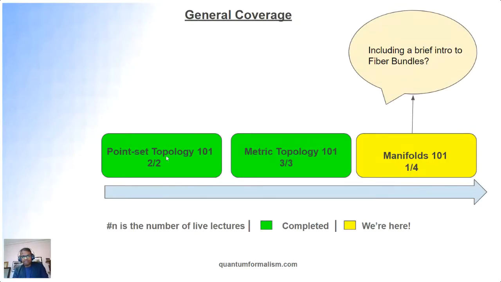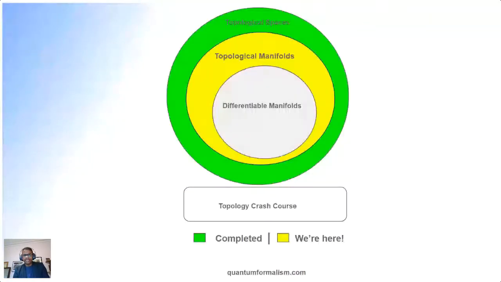For those of you just joining us, the green stuff is the stuff that we have gone through. So we are here. This is the first session of the manifold section. Whether we cover fiber bundles or not, let's see how things go, because our priority is really to get you up to speed on what differentiable manifolds are. We have gone through topological spaces, and right now this is the start of the topological manifolds section, and hopefully we'll get to differentiable manifolds as soon as possible.